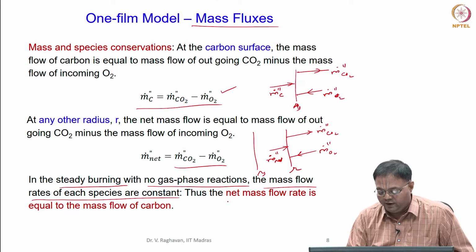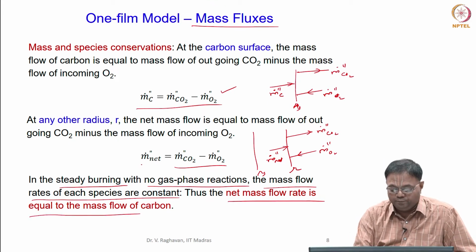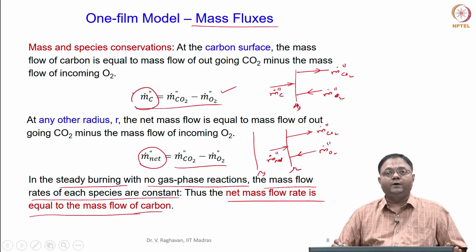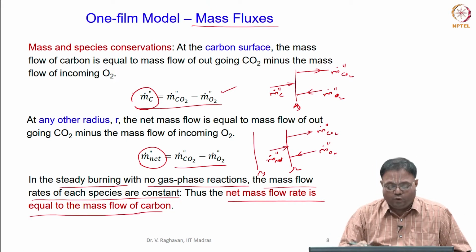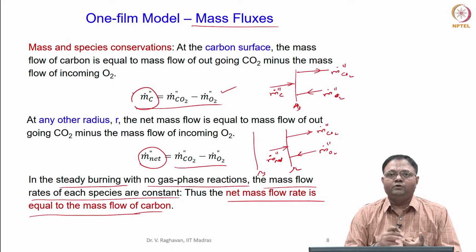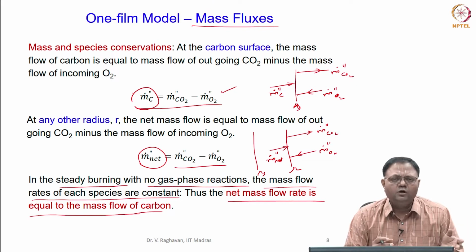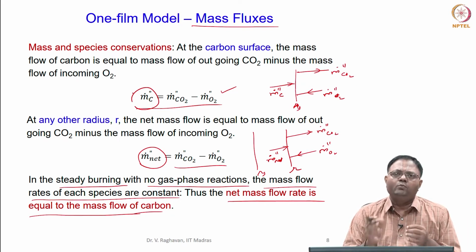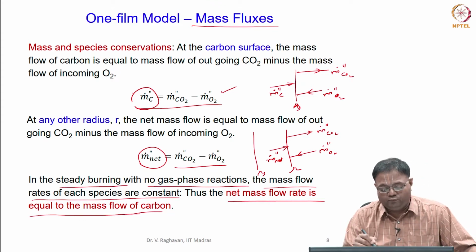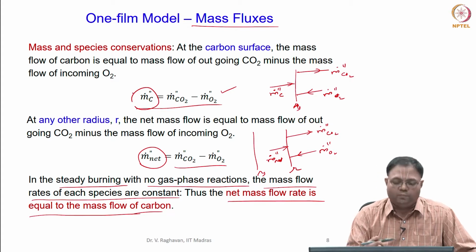In that case we can easily say that the net mass flow rate m net will be equal to the mass flow rate of the carbon. So that is the steady state condition. We have three species here, O2, N2 and CO2. If you write everything in terms of the carbon flow rate, then we need to solve only one equation, taking into account any one conservation. So that is what we do for the gas phase species. We can write the flow rates of these two species with respect to carbon by using this equation.